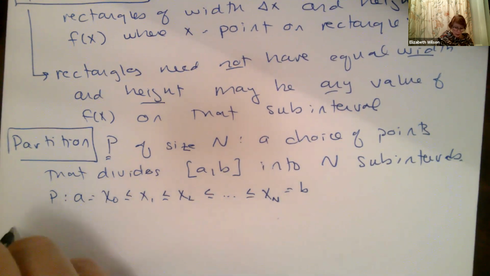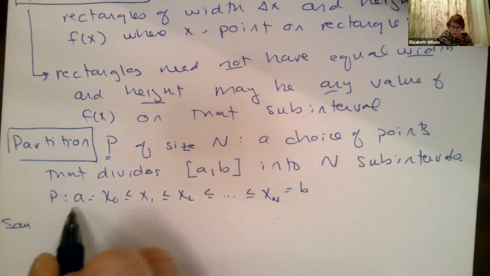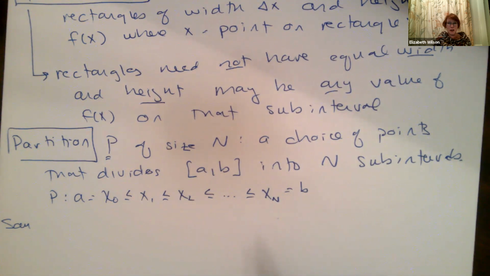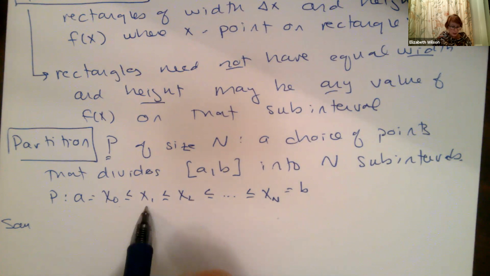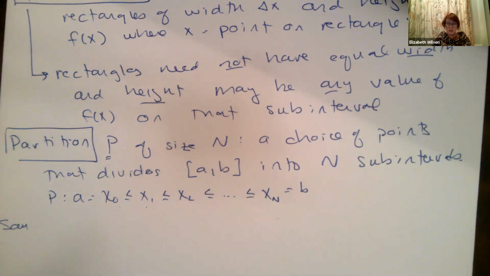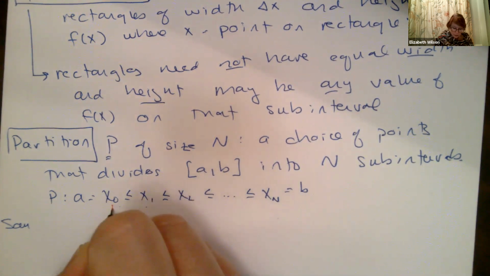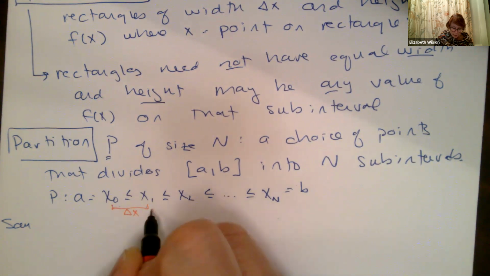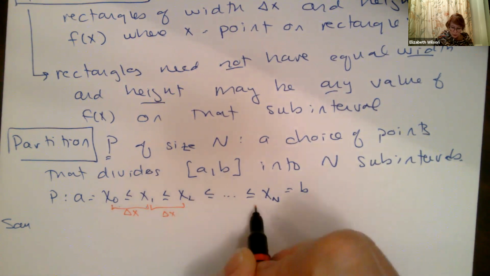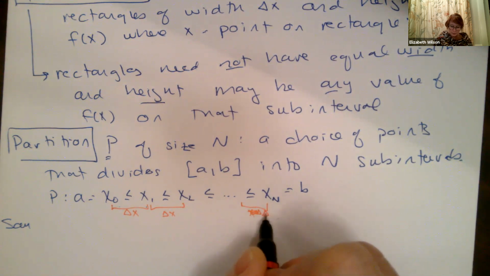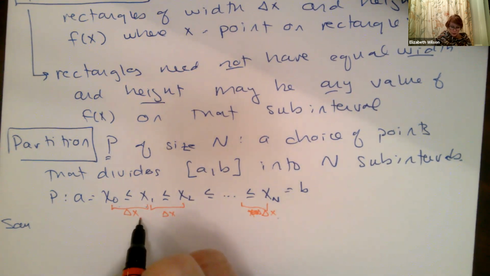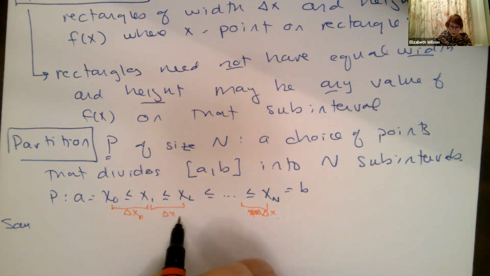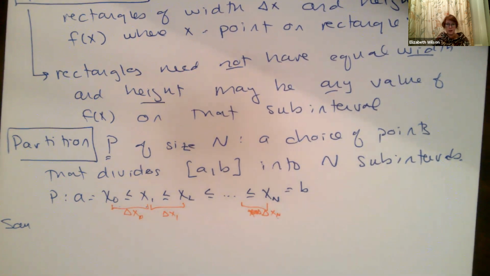That's our partition. We're going to use these values to define our delta x's, right? Each subsequent value, I'll draw that in a little bit, because we're actually going to do it out. These things form a delta x, these things form a delta x, and so on and so forth. So this is delta x0, delta x1, delta xn.